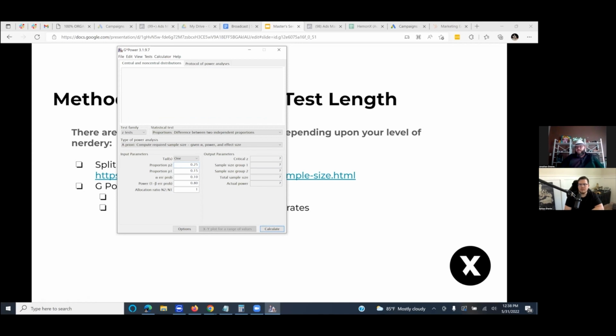Somebody pop into the chat and tell me what you think will happen when I adjust the conversion rate of the treatment to 25%. Less sample size. That's exactly right. So here we go. Let's hit that button.